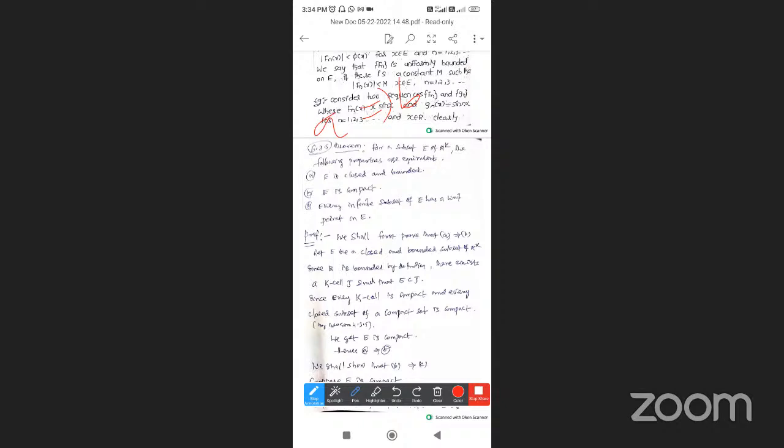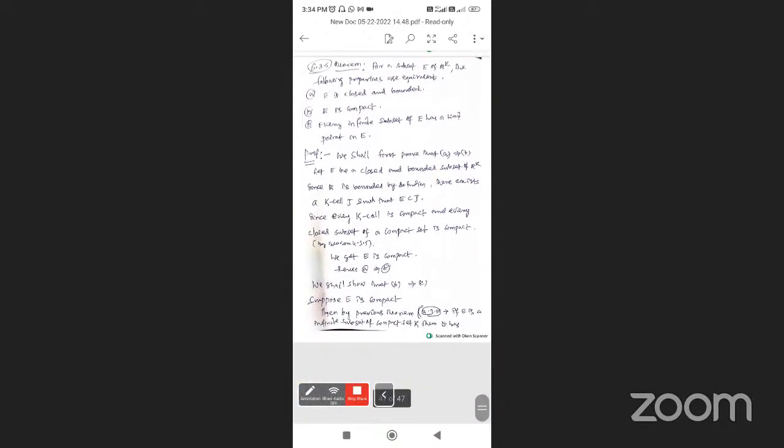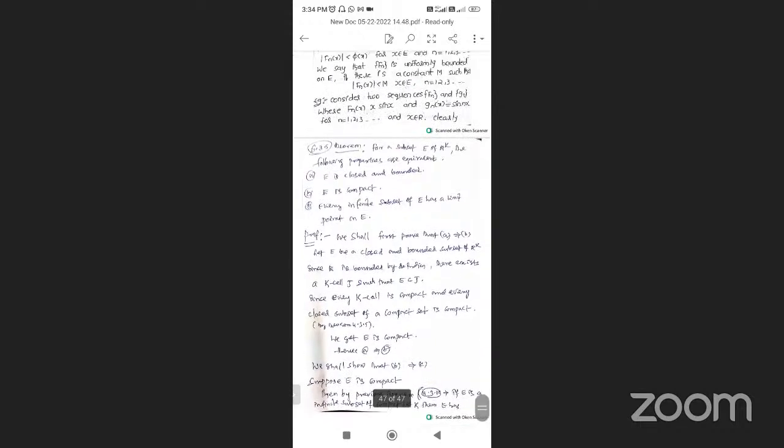We shall prove that B implies C. Suppose E is compact. Then by the previous theorem, if E is an infinite subset of a compact set K, E has a limit point.